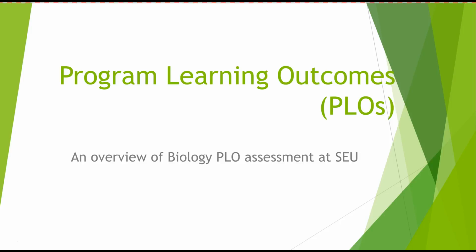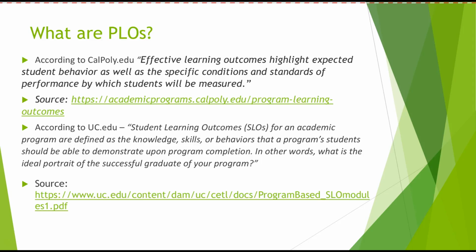According to California Polytechnic State University, effective learning outcomes highlight expected student behavior as well as the specific conditions and standards of performance by which students will be measured. According to University of California, student learning outcomes for an academic program are defined as the knowledge, skills, or behaviors that a program's students should be able to demonstrate upon program completion. In other words, what is the ideal portrait of the successful graduate of your program?